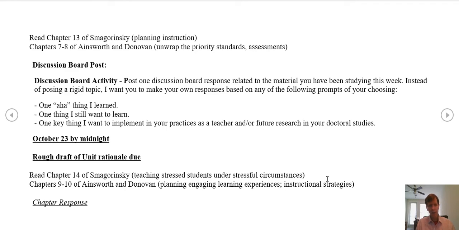October 23rd, your rough draft of your unit rationale is due. Only a rough draft, so that means if you turn in something, even if it's a little bit sloppy, even if there's a lot more work to do, I still give you a completion grade. I don't grade rough drafts by a rubric. You can see that we get into how to teach stressed out students under stressed out circumstances. Sounds like what a lot of teachers are dealing with right now with COVID-19, as well as engaging learning experiences, as well as instructional strategies.